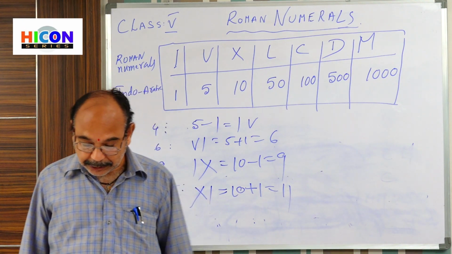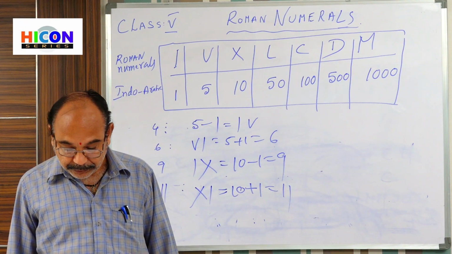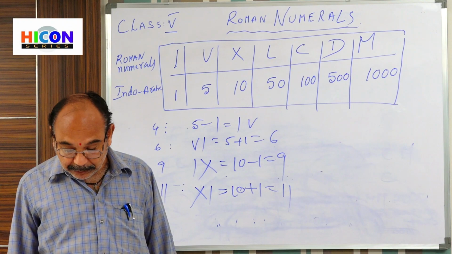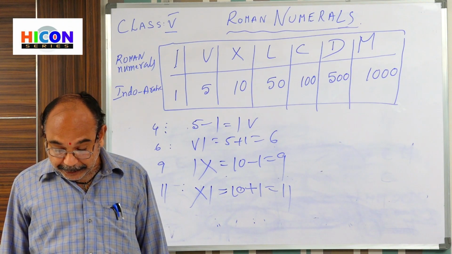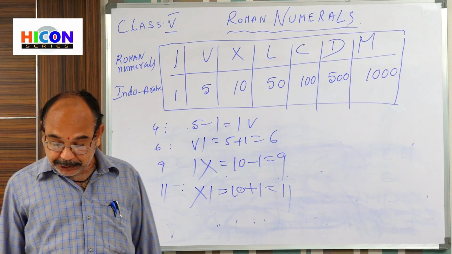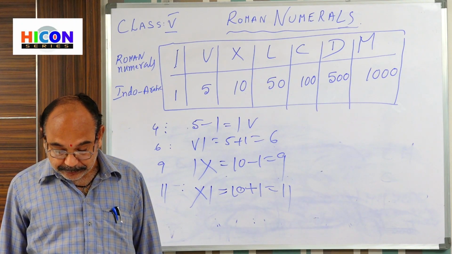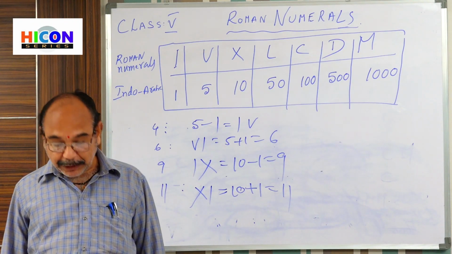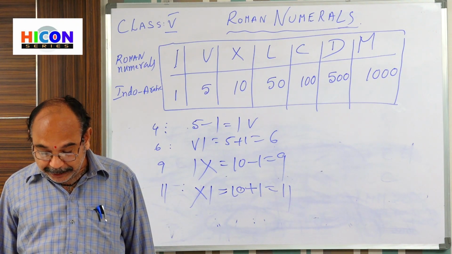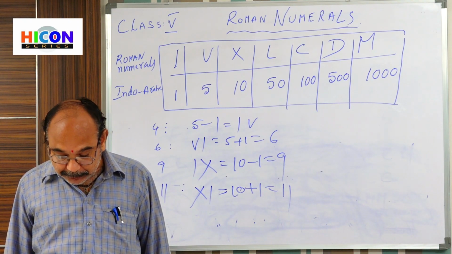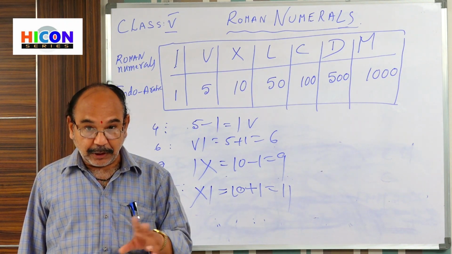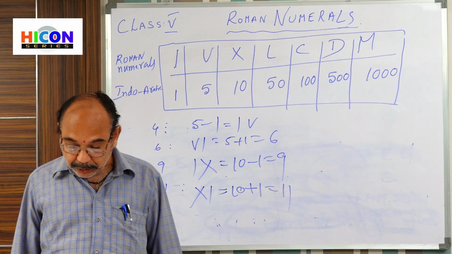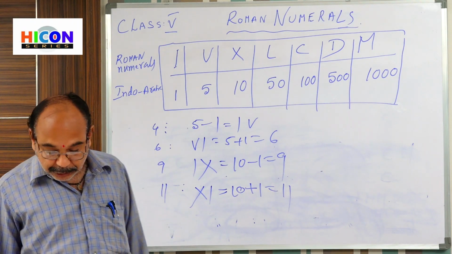So that is rule number 5. Symbol I can be added to or subtracted from the next two symbols V and X only. Next one, symbol X can be added to or subtracted from the next two symbols. For example, let us take the combination of addition and subtraction.